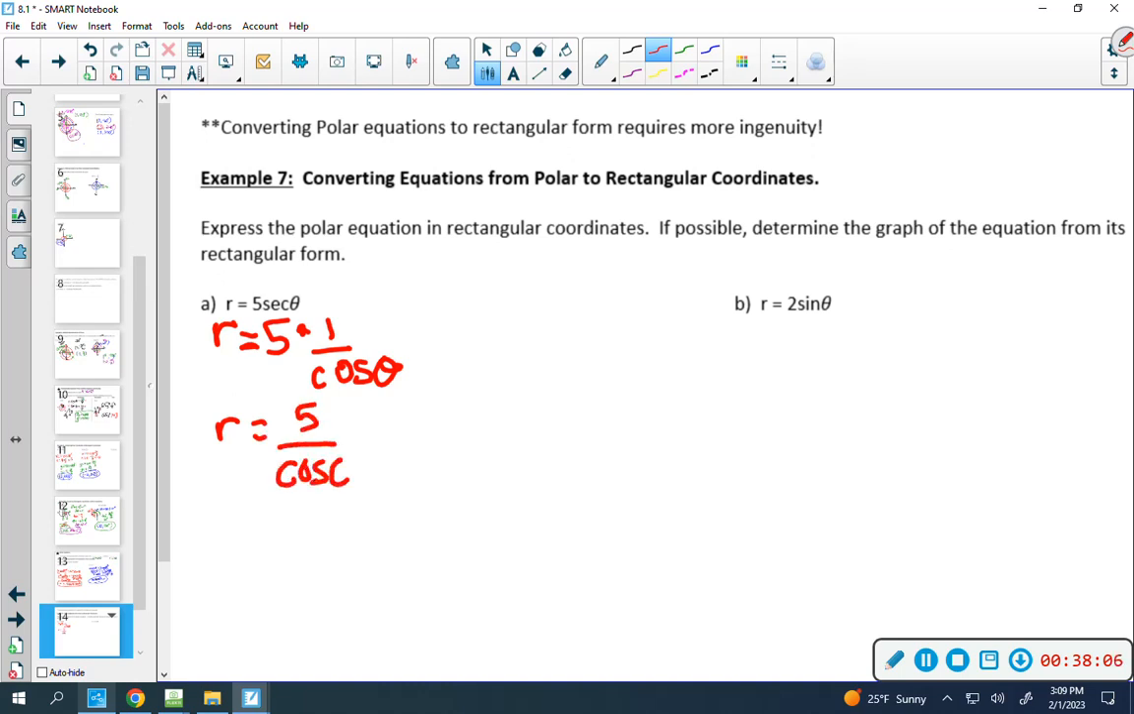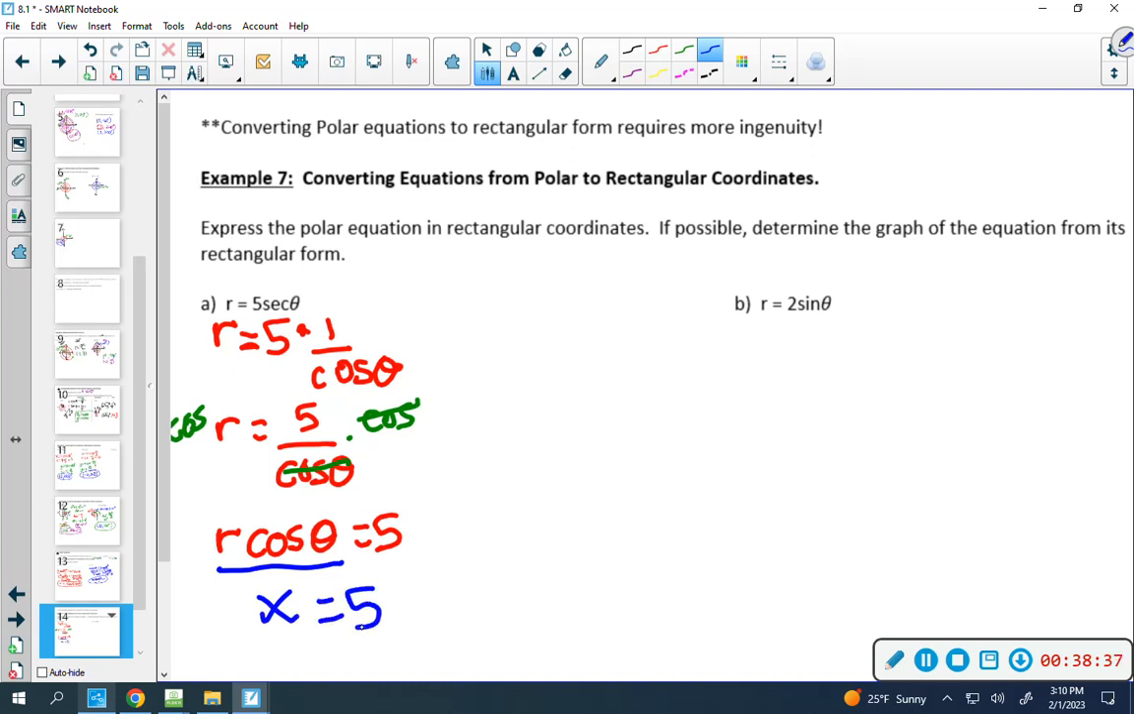Okay, now as always, we like to clear fractions out. Nobody likes a fraction, so I'm just going to multiply by cos. It should say theta, but I'm at my limits on writing on here. So I'm going to have r cos of theta over here, and 5. Now, what's hopefully jumping out at you, what is r cos of theta? X. Got it. We are in rectangular coordinates. Now, it also asks you to determine the graph.